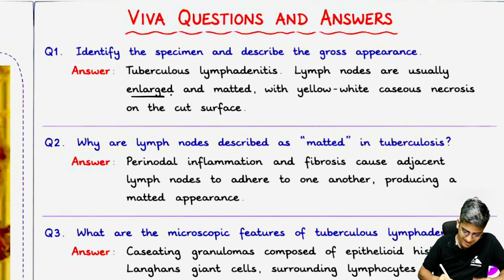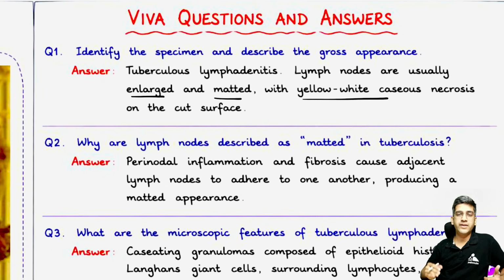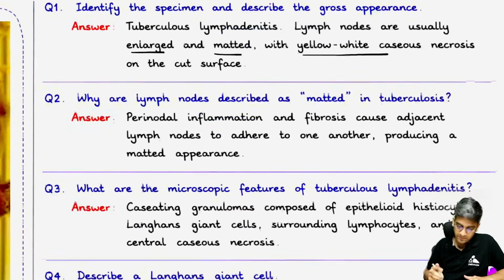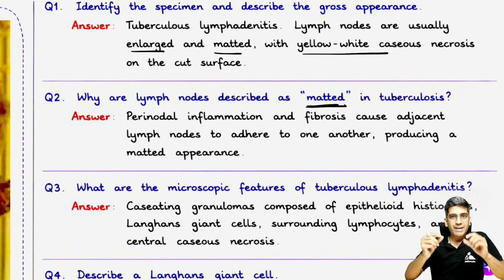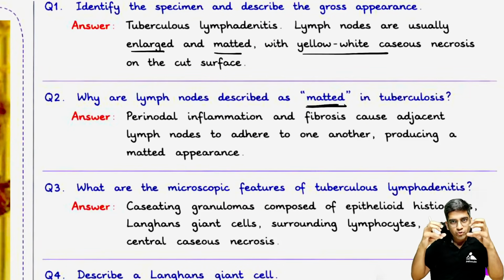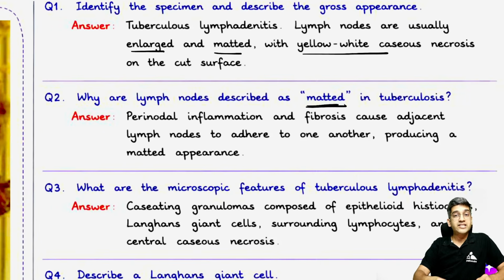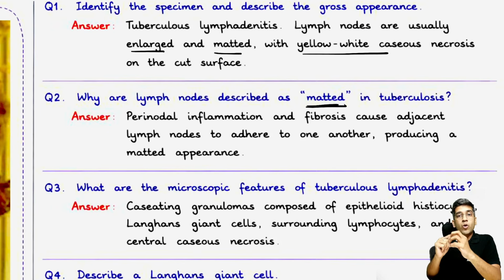The lymph nodes are enlarged, matted, with yellow-white areas. These three keywords are important for me to see in the question. That's very important. Don't miss them, right? Why is there matting? Matted lymph nodes are nothing but lymph nodes joining each other. It's a very classical feature of TB lymphadenitis, for the reason that TB is an inflammatory disease where the inflammation can go pericapsular.